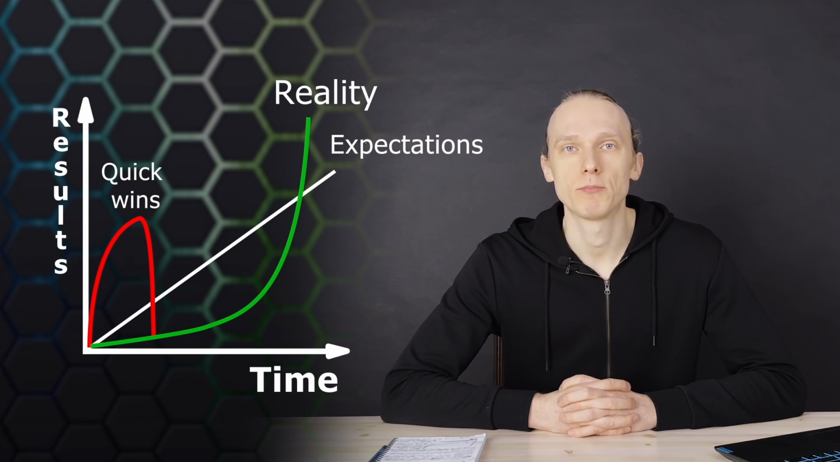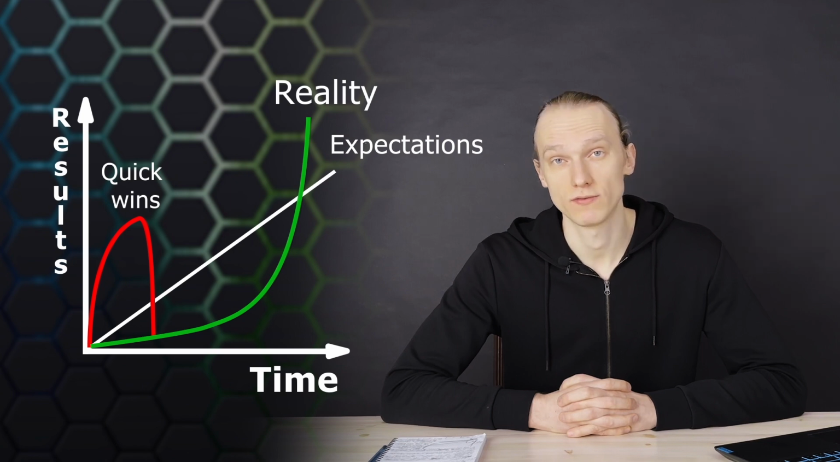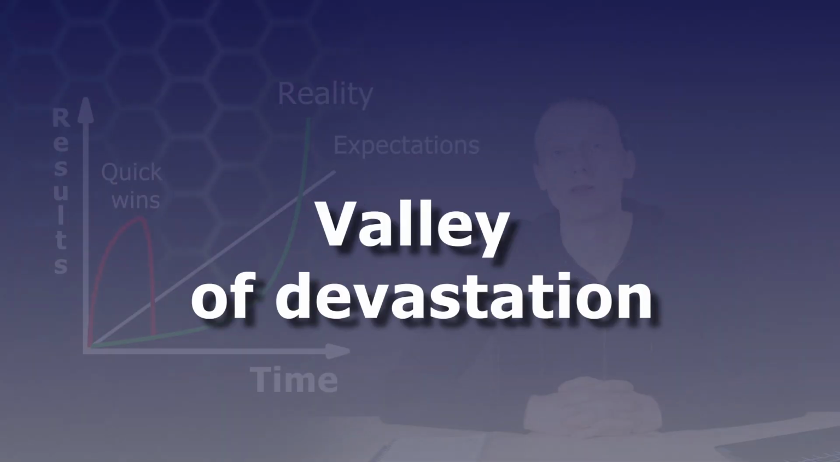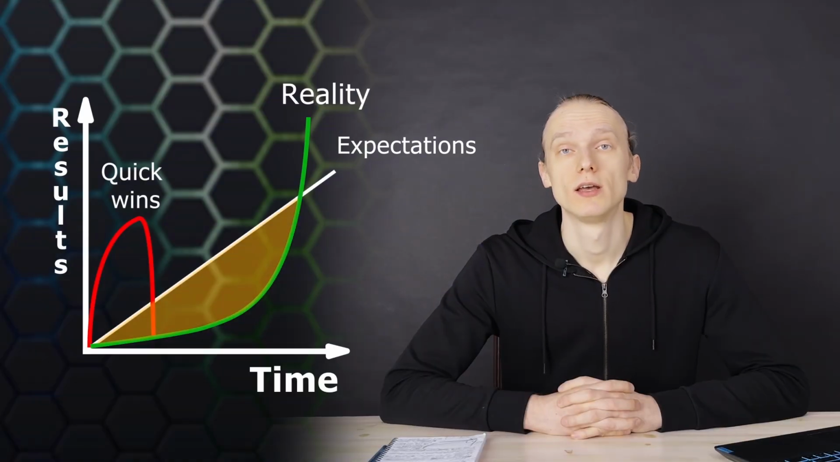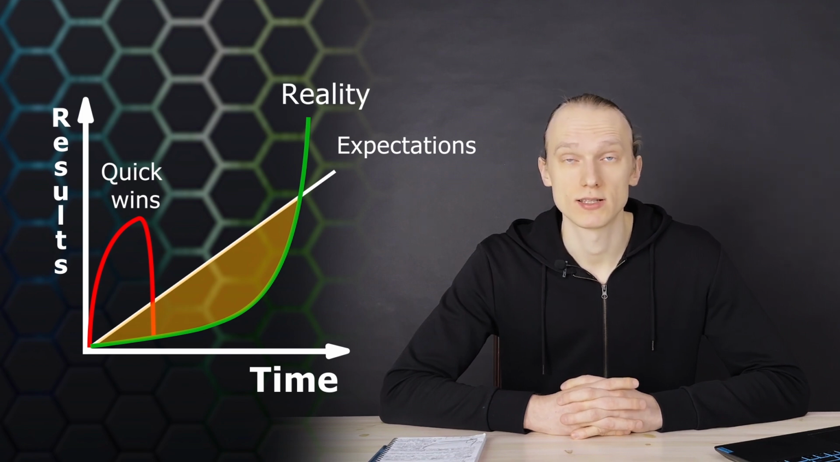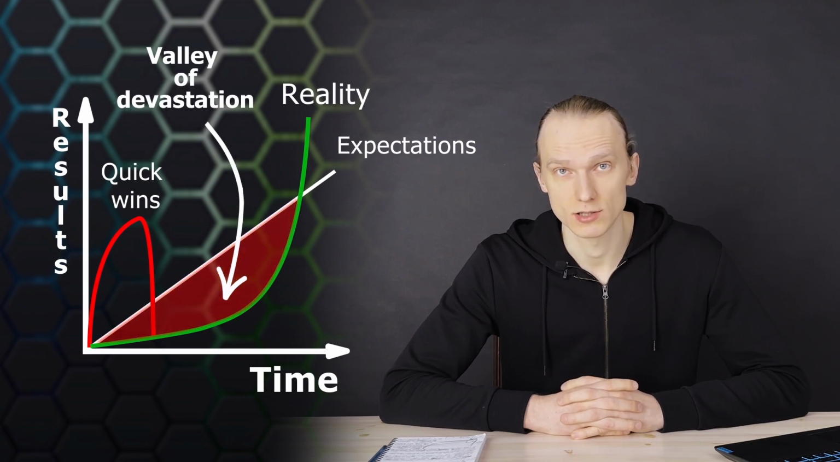So that's a really important thing to keep in mind, that sometimes it's okay that you have quick wins, but in 99.9% of cases, you have to deal with a constant process that will bring viable and obvious results in the long term. So this area between two curves, the first one is expectations and the second one is reality, is the valley of devastation.